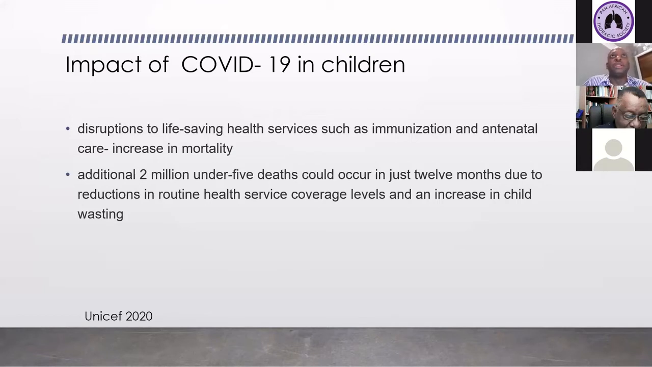But 2020 presented a different animal called COVID-19. Now, COVID-19 has had a huge impact on children, in that it really disrupted what was supposed to be helping to reduce the incidence of pneumonia, prevalence, and case fatality rates, such as immunization and antenatal care. So because of lockdown, all these services did not happen. And additionally, about 2 million under-5 deaths could occur in 12 months due to reduction of routine health services coverage, and an increase in malnutrition, which is already a risk factor for pneumonia.